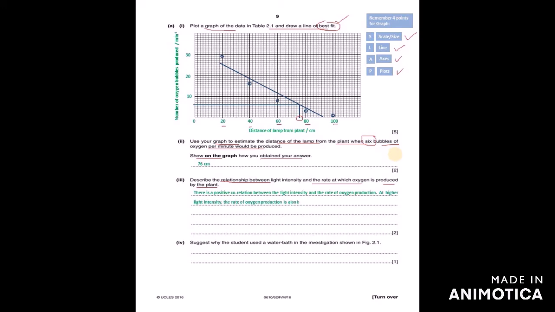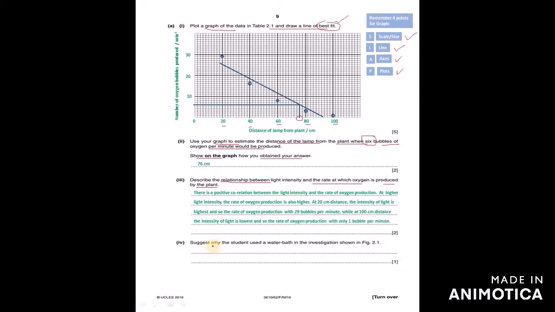The second point can be any comparative data quote with units from the graph. For example, at 20 centimeter distance, 29 oxygen bubbles produced, while at 100 centimeter distance, only one oxygen bubble produced. You can use any one comparative data quote from the graph in this point.